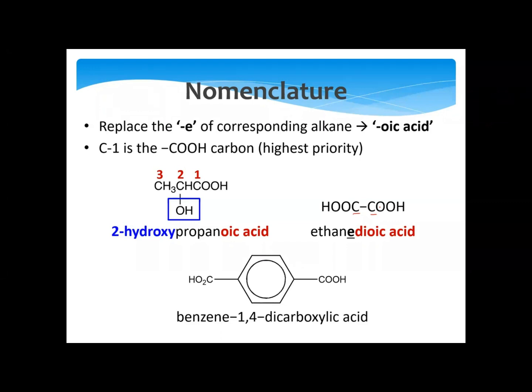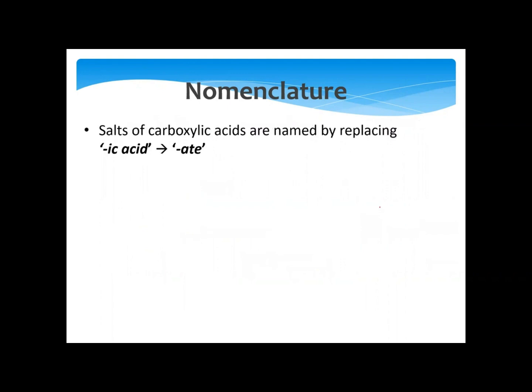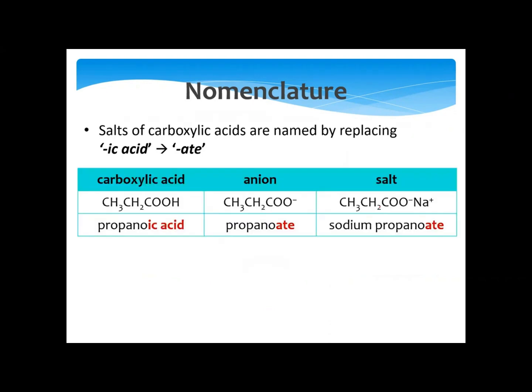All right, the salts of carboxylic acids we will also come into more detail later. We replace the -ic acid with -ate. For example, propanoic acid, the salt, the anion, we call it propanoate, CH3CH2COO minus. And if it's CH3CH2COO minus Na plus, we call it sodium propanoate. So that is how the salts of carboxylic acids are named. Please take note of that as well.